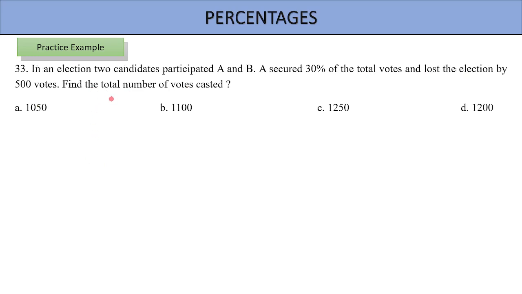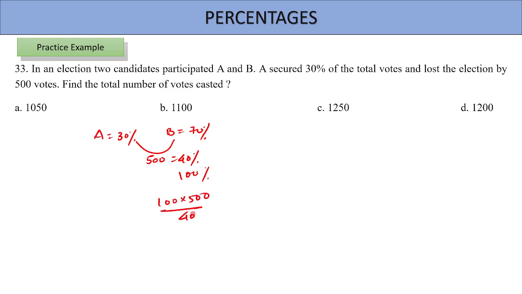In an election, two candidates participated, A and B. A secured 30% of the total votes, then B will secure 70% votes, and A lost the election by 500. And this 500 is nothing but 40 percentage. So what will be the total number of votes cast, which is 100 percentage? 100 into 500 by 40. So this will get cancelled out. This will be 25. 25 into 5 is 1250. Option C is the correct answer.